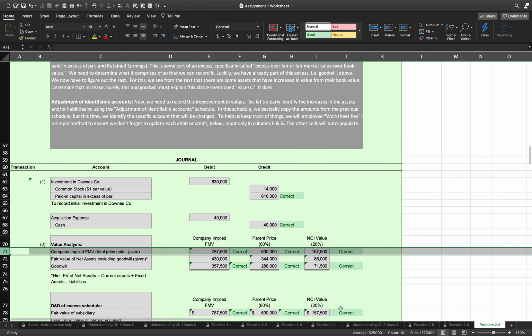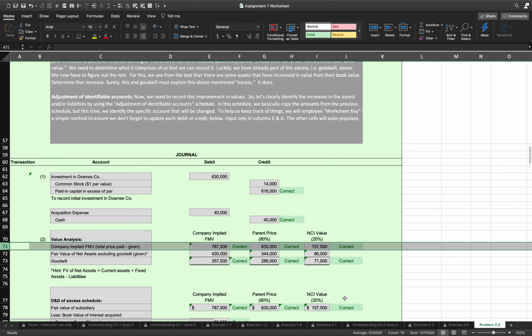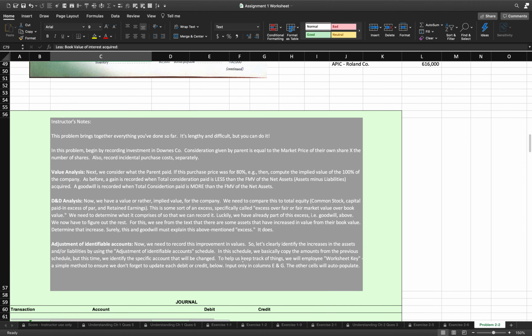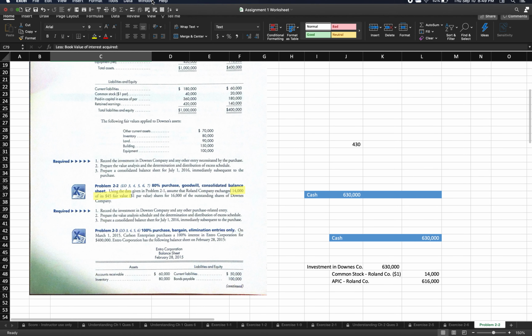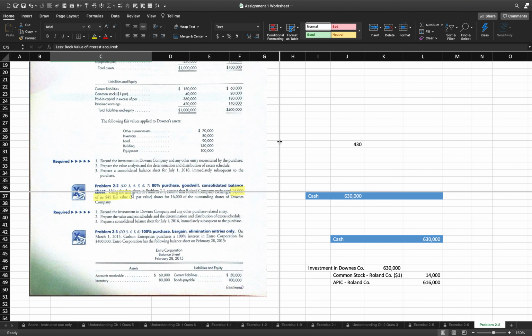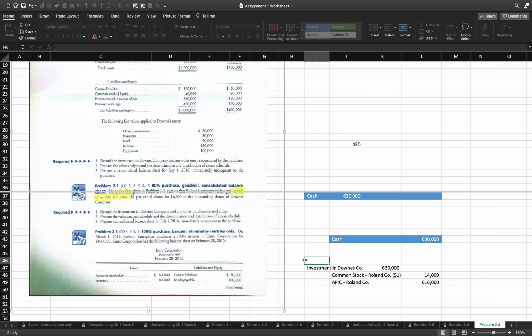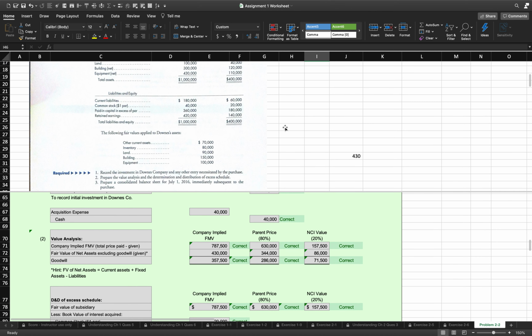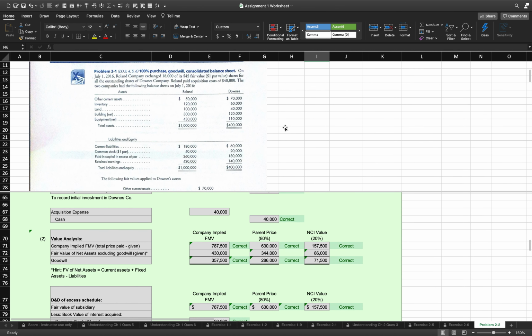The next part is relatively straightforward, because what we need to do here is simply identify the book value of the interest that we have acquired. The book value is usually given to us. And I'm going to just go ahead and give myself a split here so it's easier to jump up and down. So we're down here somewhere, book value of interest acquired. And the book value of interest acquired is really these items right here, right?